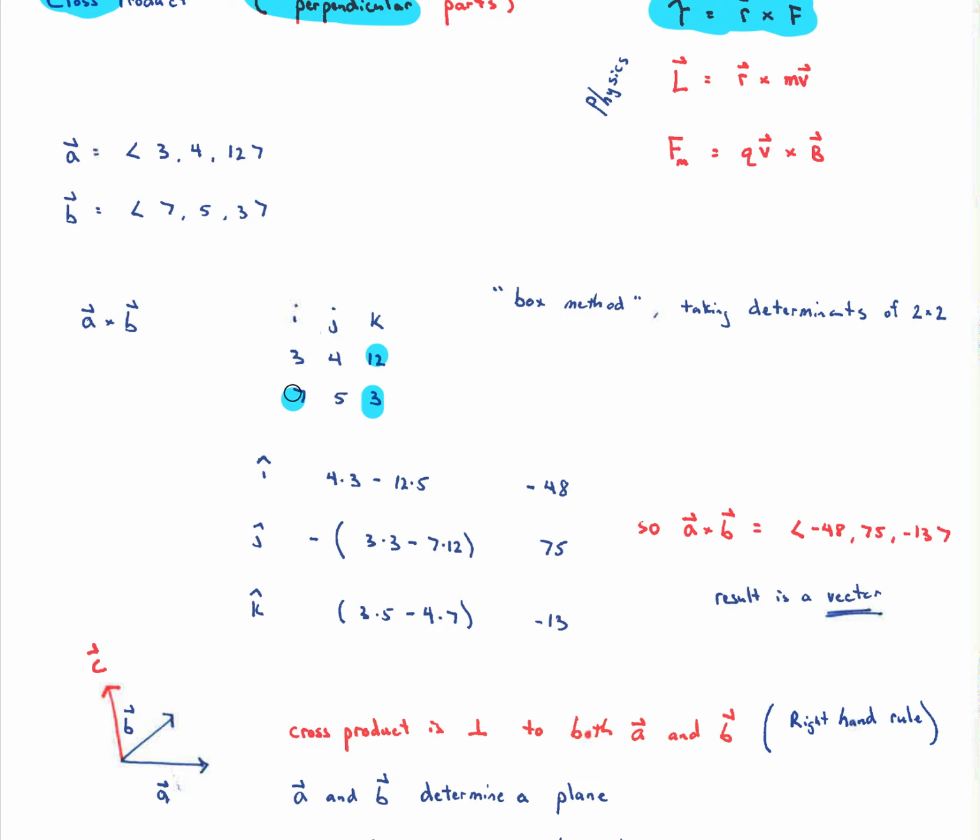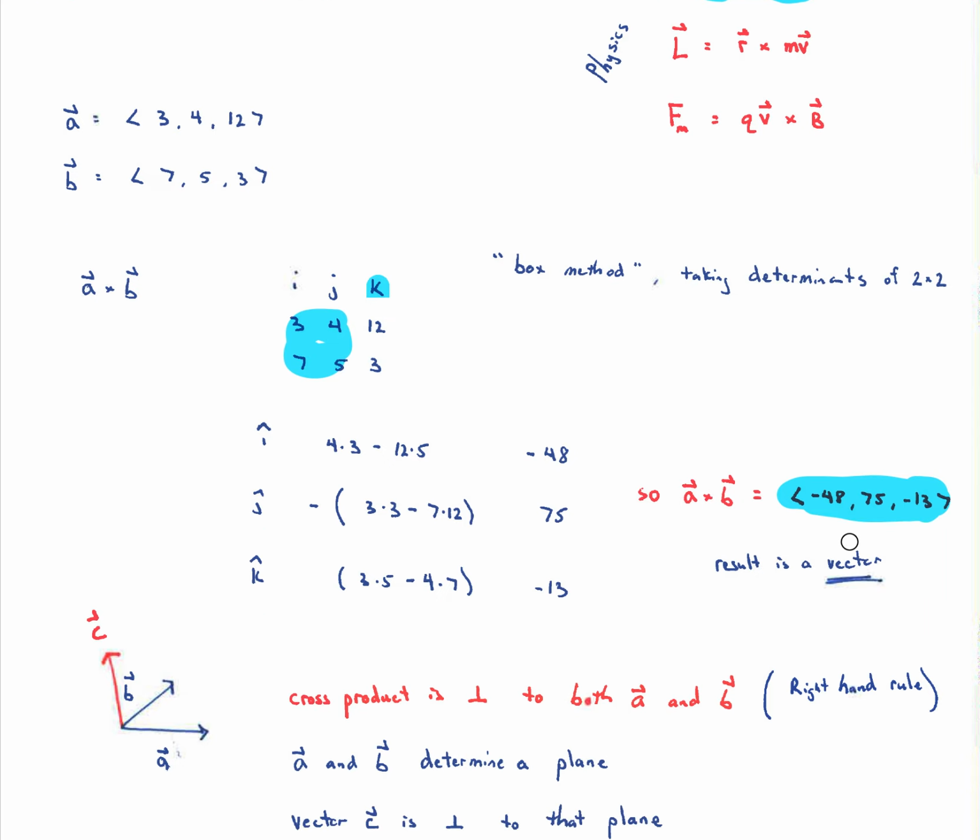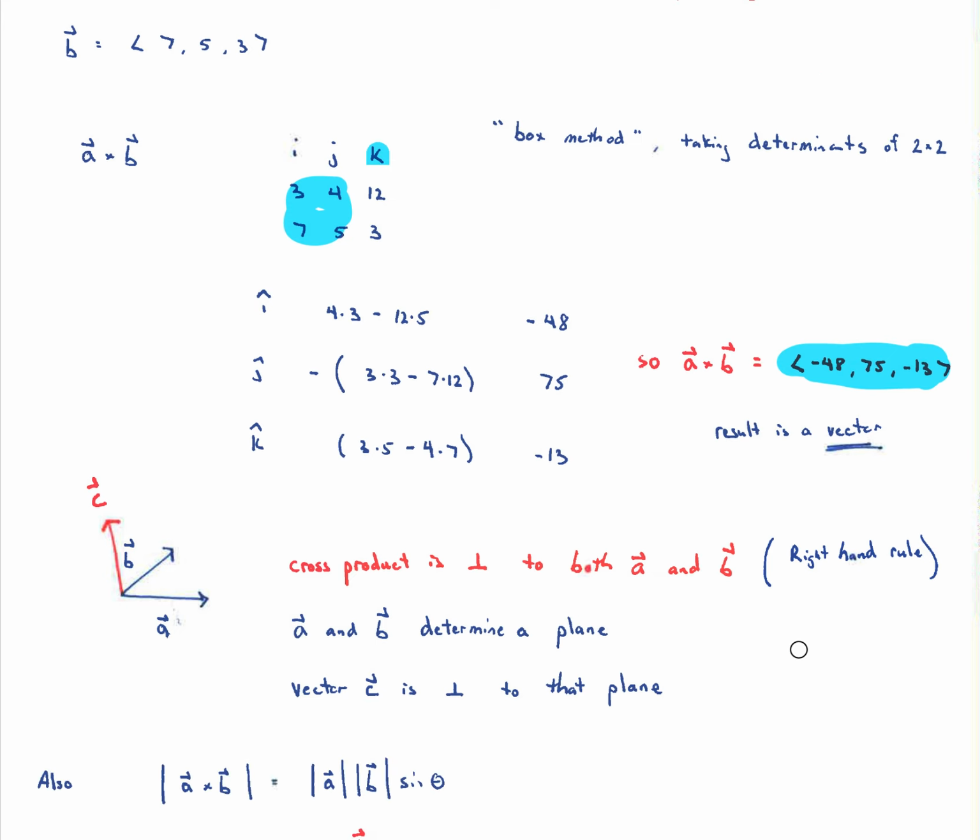Then you cover up the k, looking at the k part, and then you do the box there. 3 times 5 minus 4 times 7, and you get negative 13. Okay, so then you have each one of these pieces. So that is negative 48, positive 75, and negative 13. That is the result. That is the cross product of A cross B. And remember, the result is a vector. Okay, and I want you to think about this. They'll reference the right-hand rule and other things. And again, a lot of people do have physics already when they're looking at this.